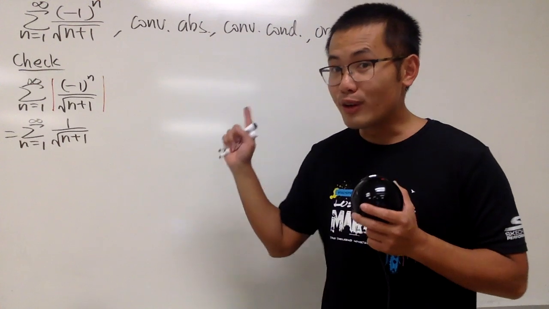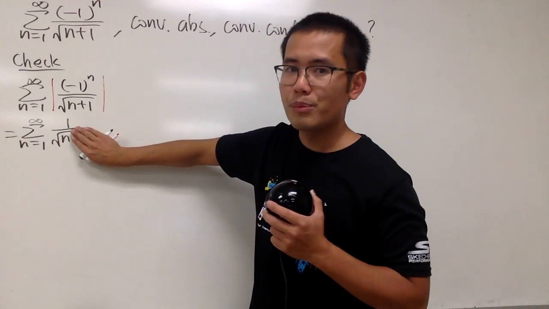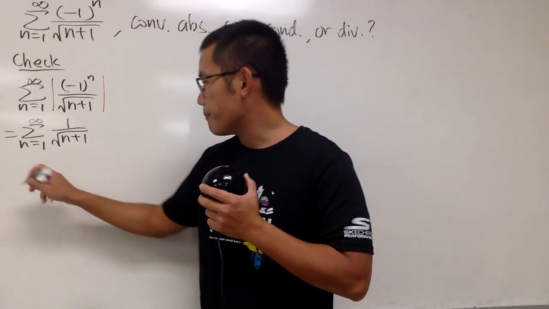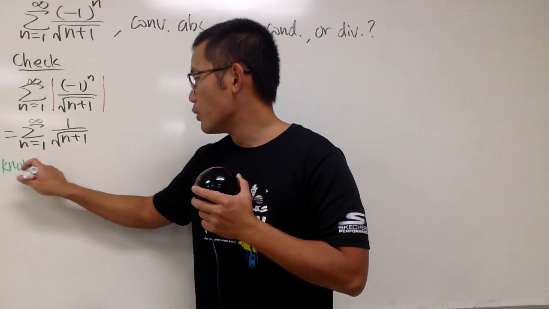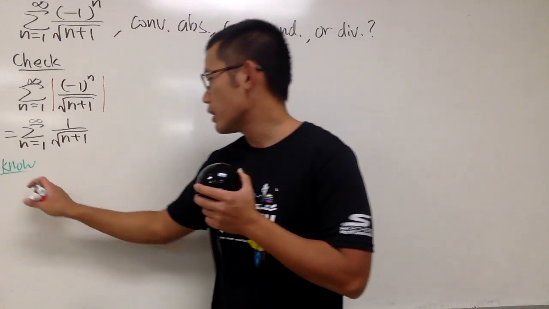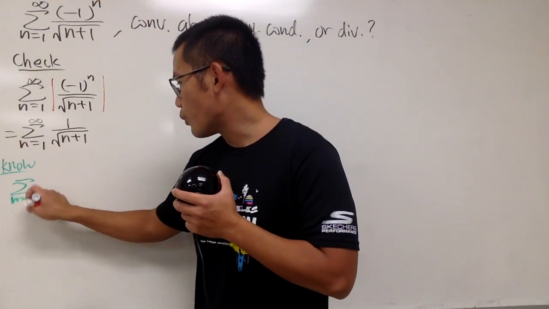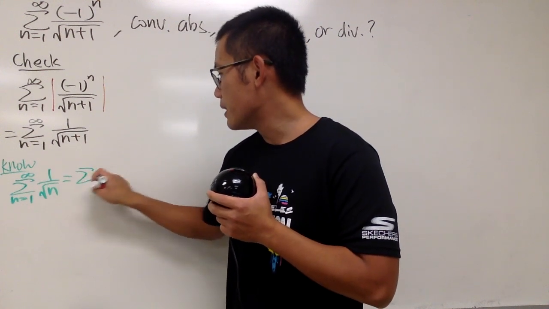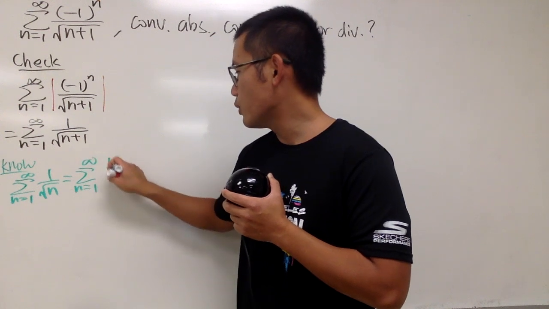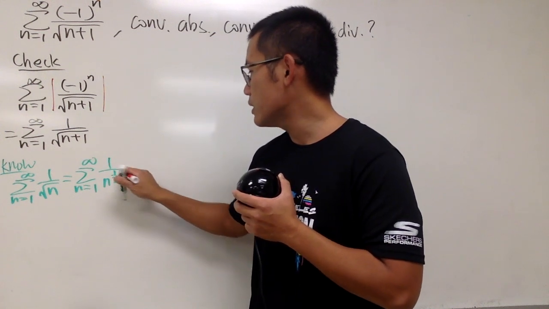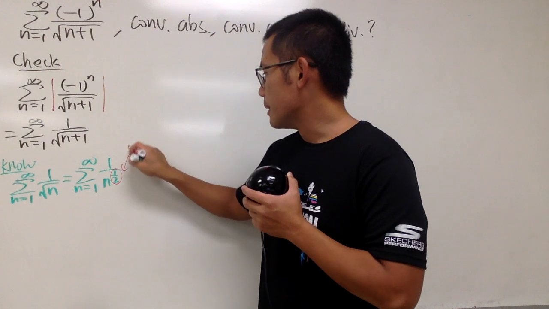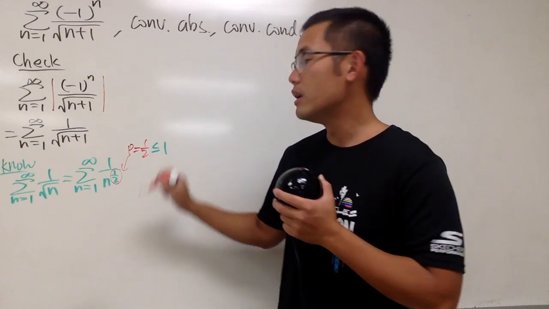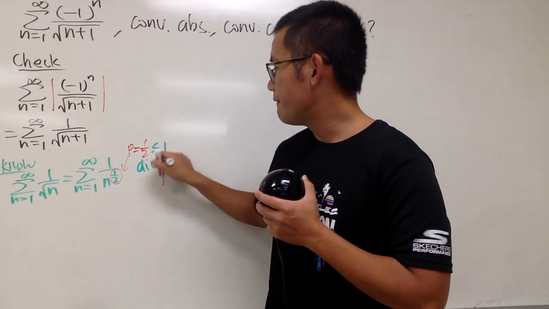Does this converge or diverge? Well, it diverges because you can just do a real quick comparison with this one right here, right? So let's go ahead and do that real quick. Here is what we know. We know that the sum as n goes from 1 to infinity of 1 over square root of n, which is the sum as n goes from 1 to infinity of 1 over n to the 1/2 power, has p equal to 1/2, which is less than or equal to 1. Therefore, this right here diverges.